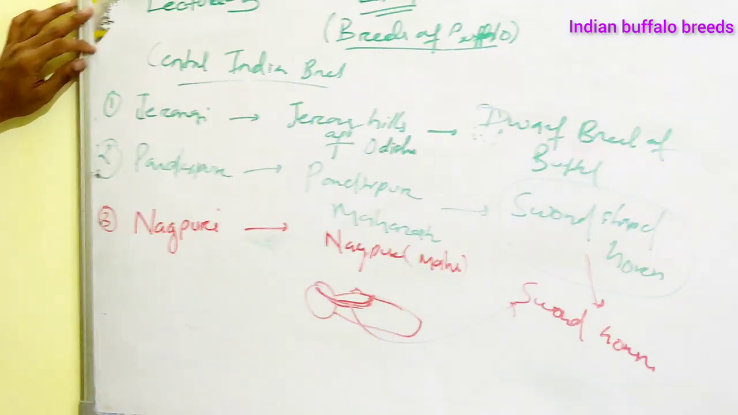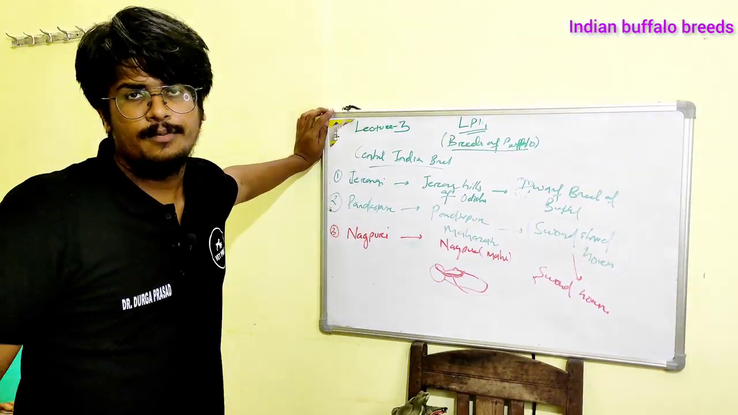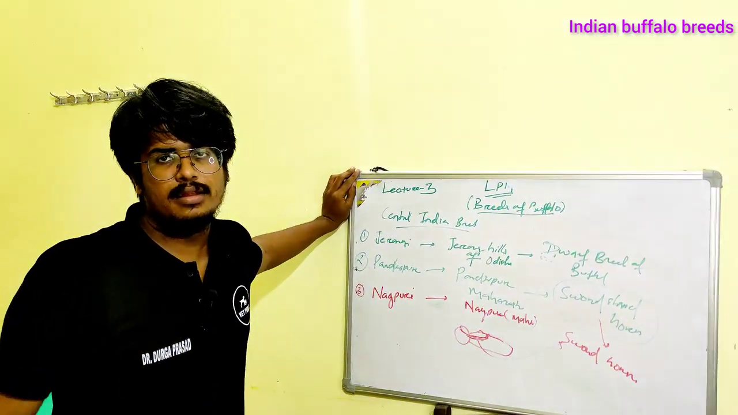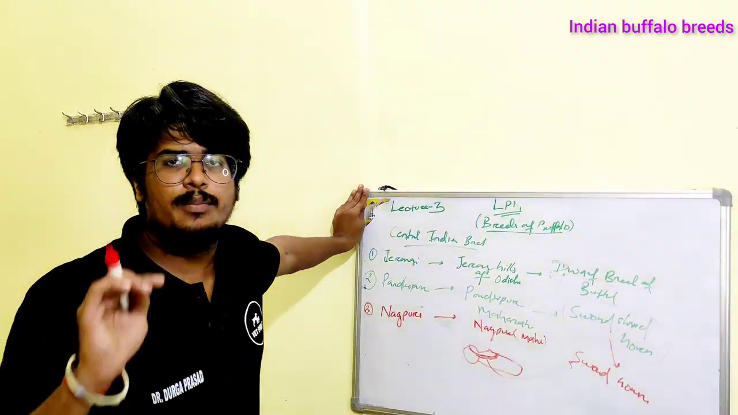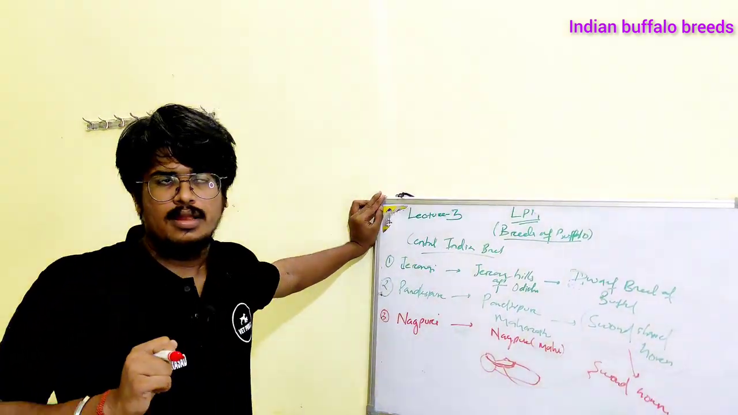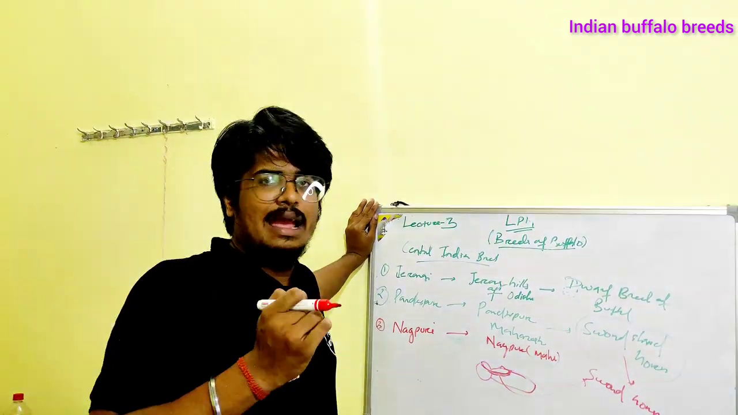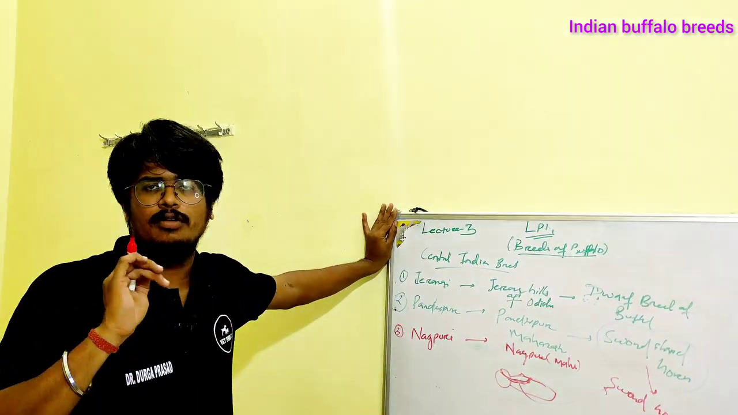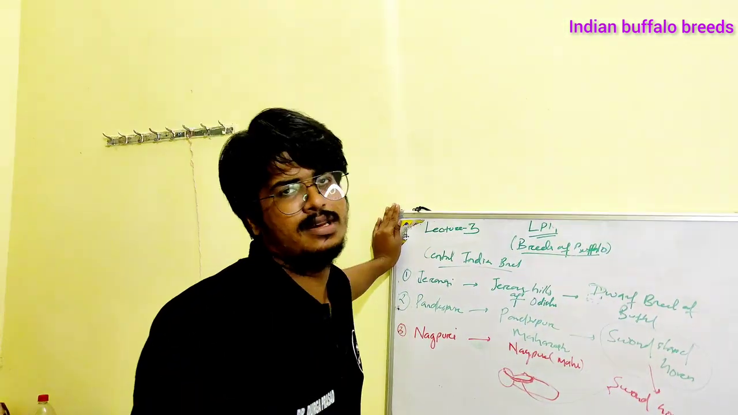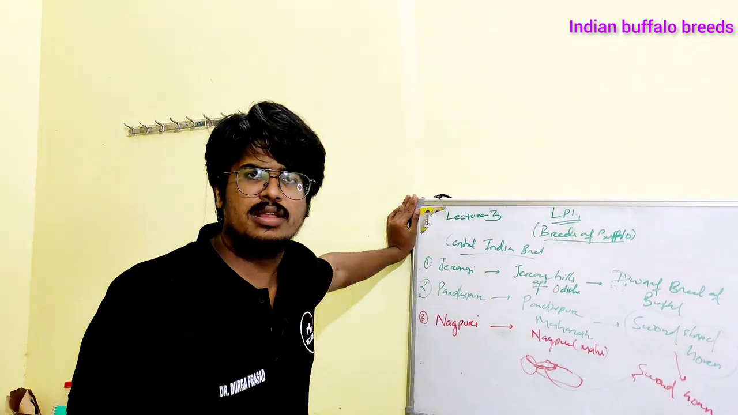Okay. Here we complete the breeds of buffalo. Stay tuned for the next class where we will study about the breeds of sheep, goat, pigs, camels, horses. Like this, we will cover almost all the breeds of the domestic animals, as well as we will cover the breeds of birds also.